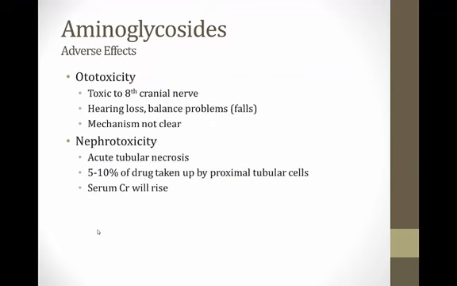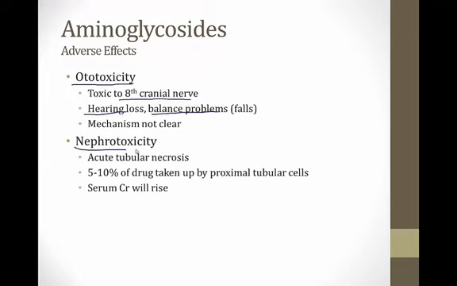Let's talk about some of the toxicity of aminoglycosides. A very important toxicity is ototoxicity. These drugs are toxic to the eighth cranial nerve. So some patients administered aminoglycosides develop hearing loss and sometimes balance problems. The mechanism of this is not clear.